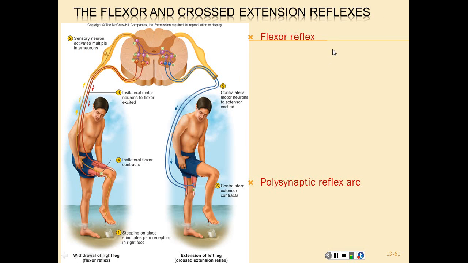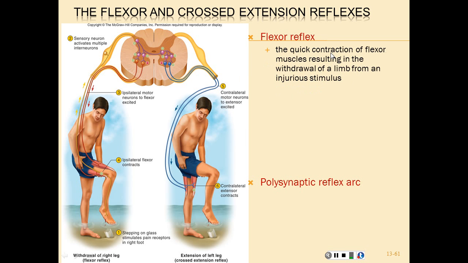Now, with our flexor and crossed extension reflexes, the flexor reflex is a quick contraction of the flexor muscles resulting in a withdrawal of a limb from an injurious stimulus. So if you're stepping on a piece of glass, like you see here in the diagram, you're going to have a withdrawal of the leg. It involves more complex neural pathways. It involves contraction of the flexors and relaxation of the extensors in the limb.